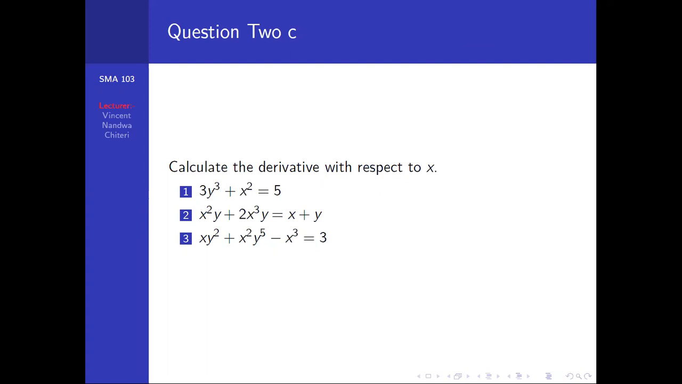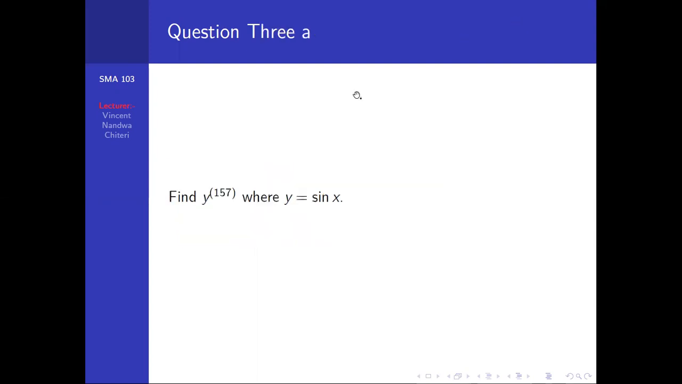The problem at hand is to calculate the derivative with respect to x. So there are three problems. 3y cubed plus x squared equals 5. x squared y plus 2x cubed y equals x plus y. 3y squared plus x squared y to the power 5 minus x cubed equals 3. So all these problems involve application of implicit differentiation to get the derivatives with respect to x. So let's see how we get the solutions.